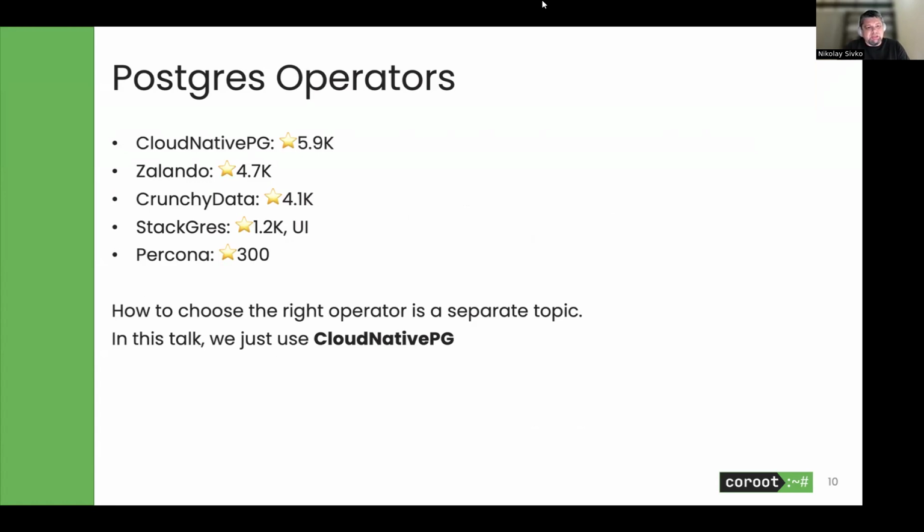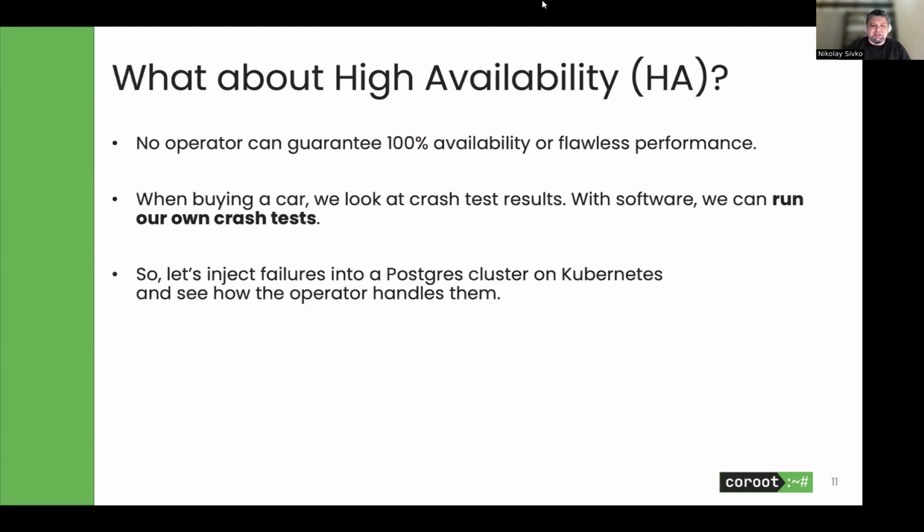The most popular these days is CloudNativePG, which was initially released by EnterpriseDB, the biggest PostgreSQL vendor. The second one is the Zalando operator, built at Zalando. I will not talk about how to choose the operator because some of them are pretty similar, but CloudNativePG, for example, doesn't use Patroni as a cluster manager. But let's just go with CloudNativePG in this talk.